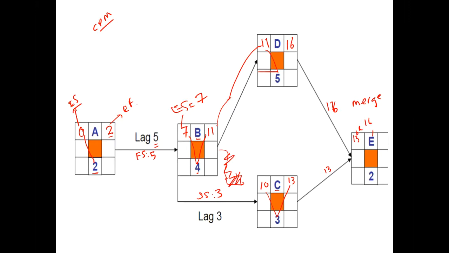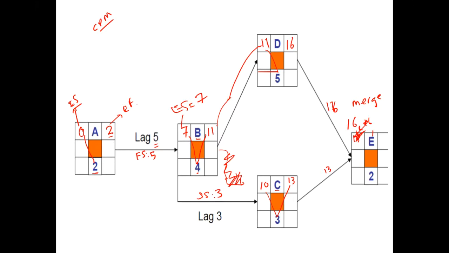It's a merge activity, and the suggestion is 16, and that is the right answer, because if we use 13, we are defining the logic. The logic is telling us that activity D and C must be finished before we begin activity E. So if you put 13 here, it means that you are beginning activity E without having finished activity D, which would be contrary to the logic. So we have to place 16.